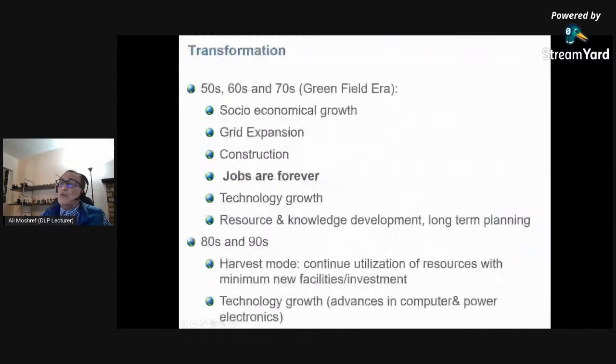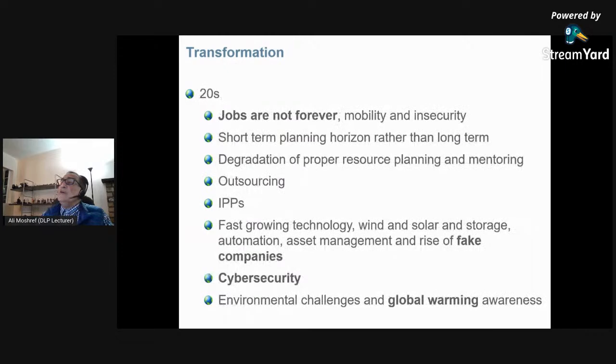And the world has changed. That's what I want to say. We went from the 50s to 60s to 70s, the era when we had a lot of fat in our electrical system, and the jobs were forever. If I was, let's say, a system operator for 40 years, I was there until I die. So the job was consistent and persistent, right? In the 80s and 90s, we went through a mode of utilization without investing because we looked at profits. Then in 2000, jobs are not forever, right? Mobility and insecurity, a short-term planning horizon rather than long-term, degradation of proper resource planning and mentoring.